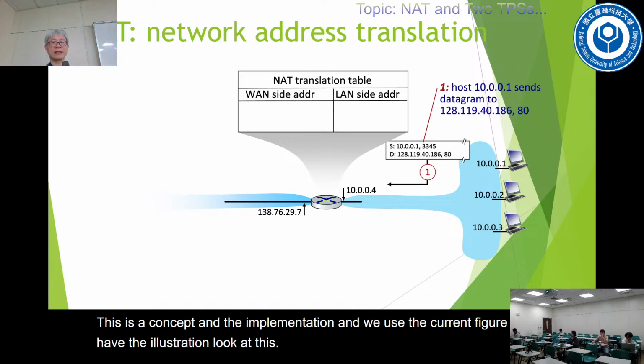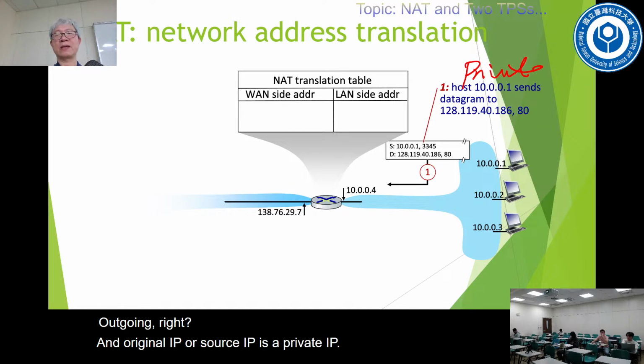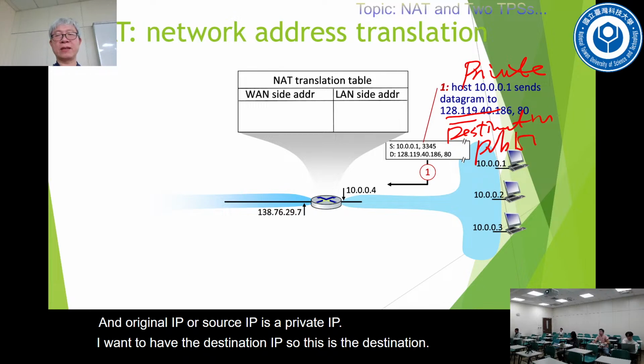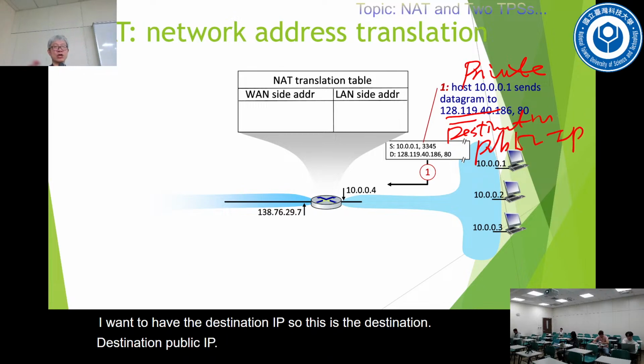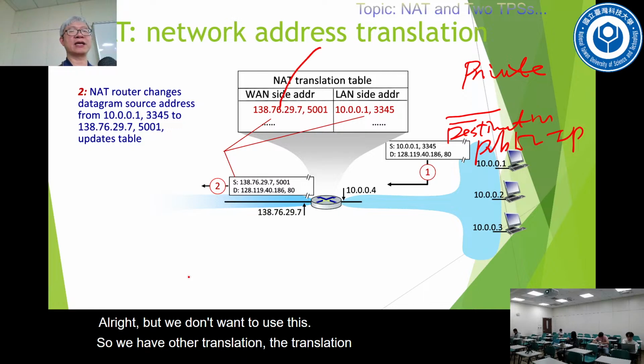Outgoing, right? The original or source IP is the private IP, and we want to have the destination IP, the destination public IP. But we don't want to use this, so we have the translation. The translation here, not the destination, is the NAT IP.